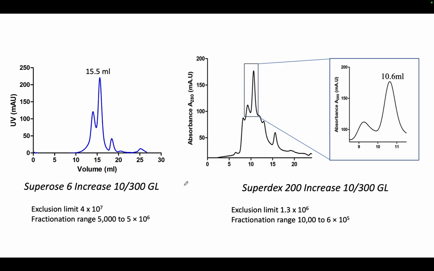And what you can see is that because my protein is in the middle of the fractionation range of this column, it is going to elute at 15 ml. But because my protein is more towards the beginning of the fractionation range of this column, it is going to elute much earlier. So the same protein is eluting at 10.6 ml, just because the pore size of the column is different. And because this column has a smaller pore size, my protein will elute earlier from this column compared to this. So again, depending on the size of your protein, you have to pick the column which is right for your application.